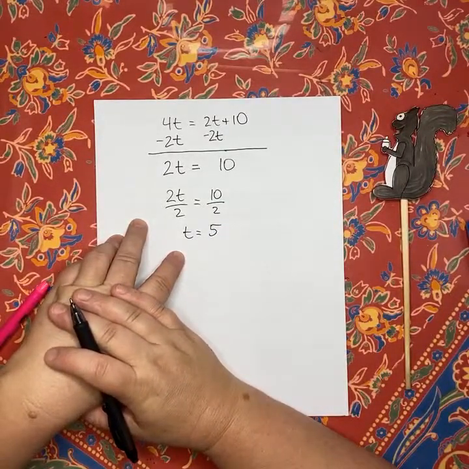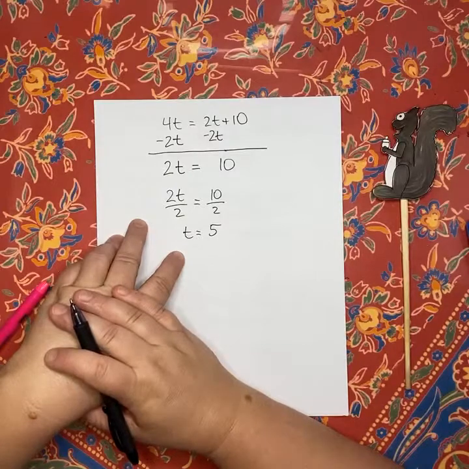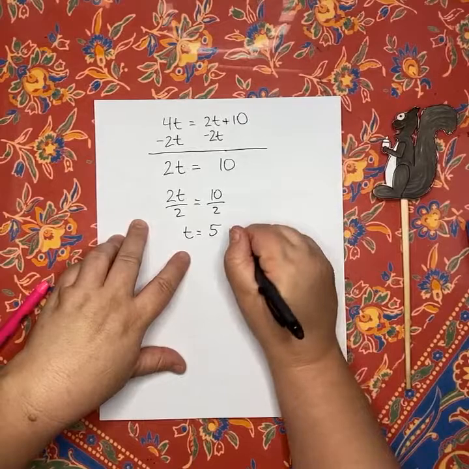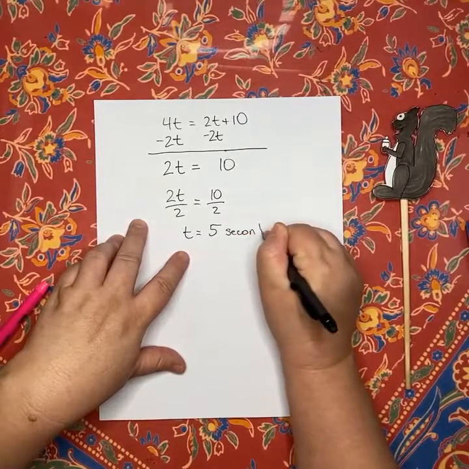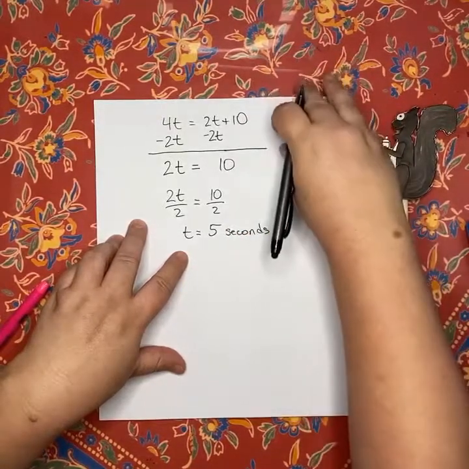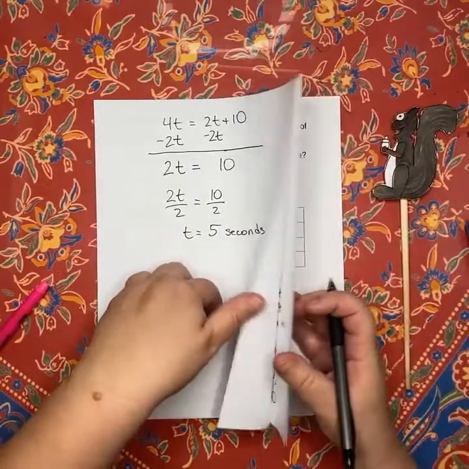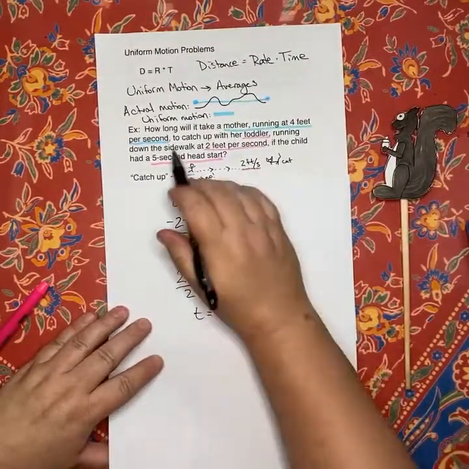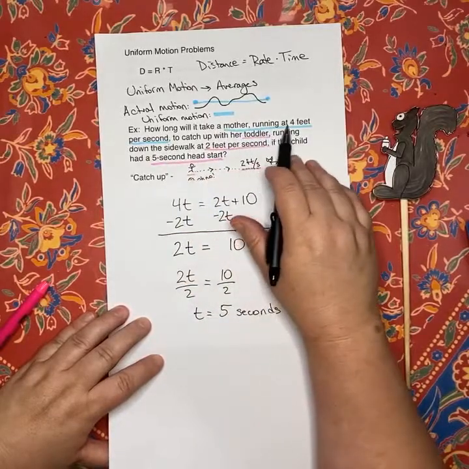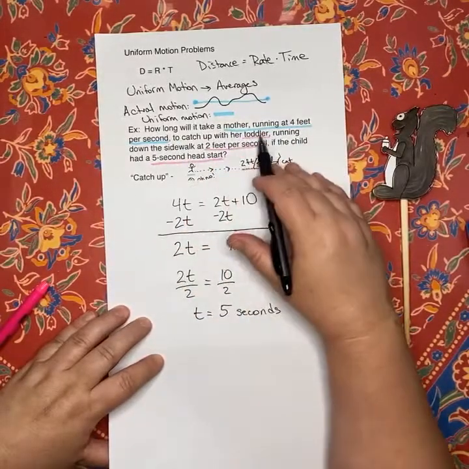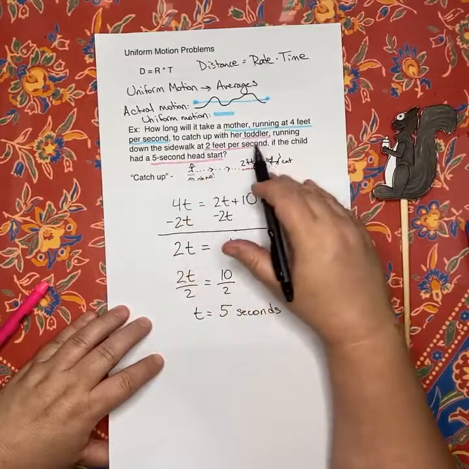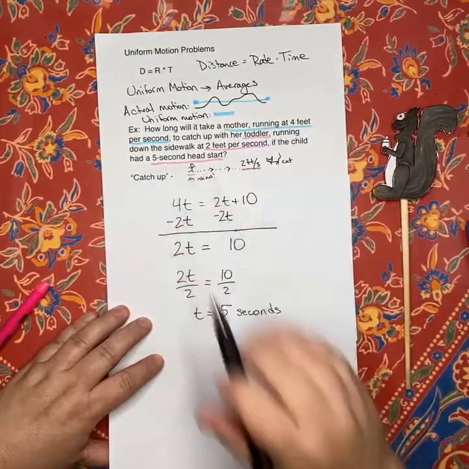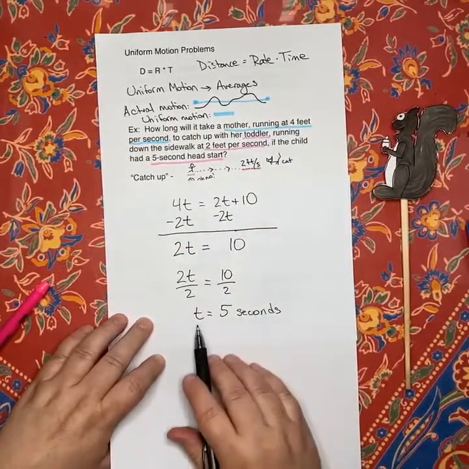Now, the tricky thing here is knowing what to do with this answer, because we got t equals 5, and that's measured in seconds, right? And so is that the answer we're looking for? So let's look at the problem and see. How long will it take a mother running at 4 feet per second to catch up with her toddler running down the sidewalk at 2 feet per second if the child had a 5-second head start? So I got t equals 5.